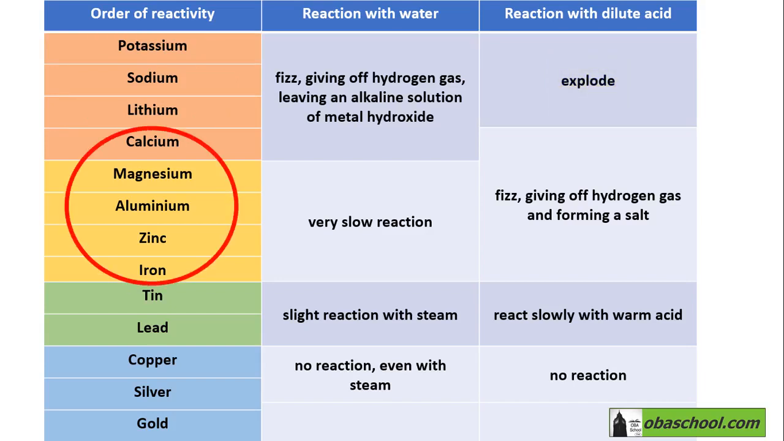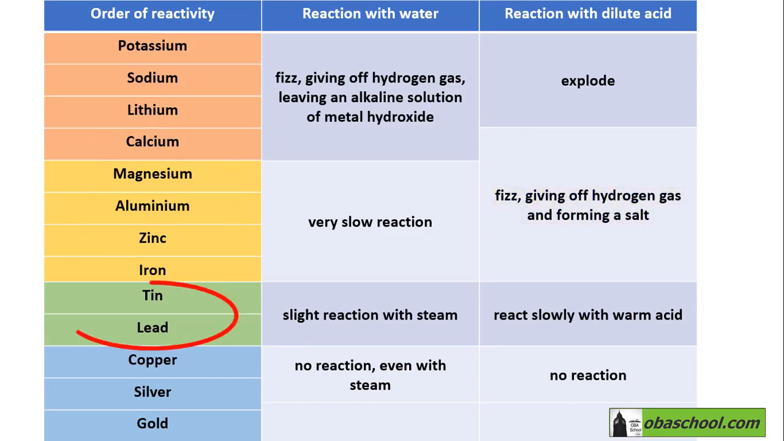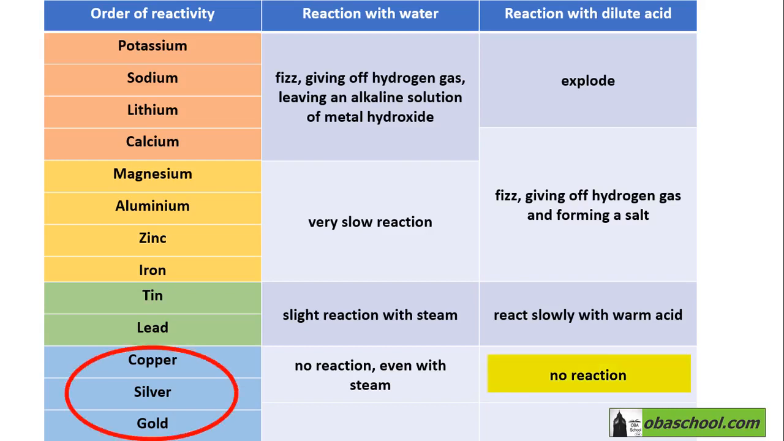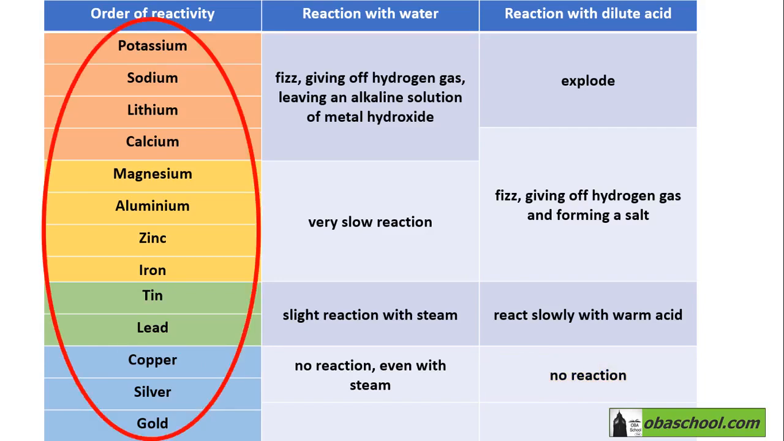Magnesium, aluminum, zinc, iron and calcium, if you put them with a dilute acid and allow them to react, they will give off hydrogen gas and form a salt. If you put tin and lead, they will react slowly with the warm acid. And if you put copper, silver, and gold, there will be no reaction. So, this is the order of reactivity of all of the metals and how they react with water and with dilute acid.